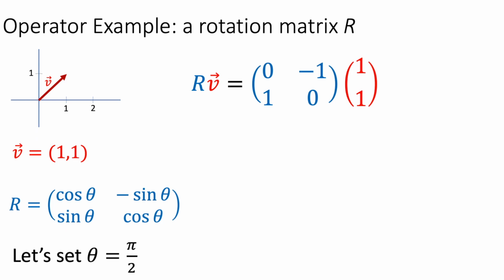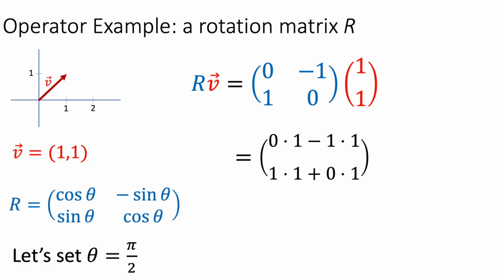Because the cosine of pi over 2 is 0, and the sine of pi over 2 is 1, that's why we get the values that we get here. But that's still our rotation matrix. That just happens to be what values it holds if the angle is pi over 2. And so if we operate on this vector 1, 1, well, then we get this, right?